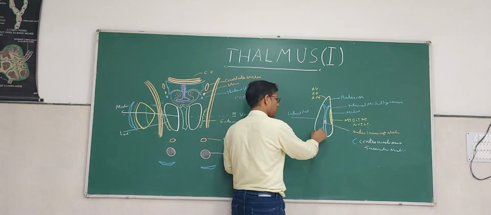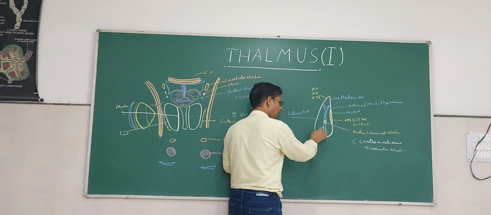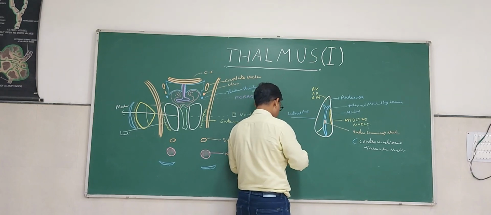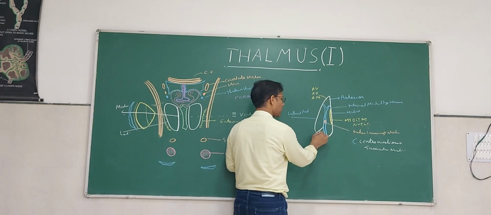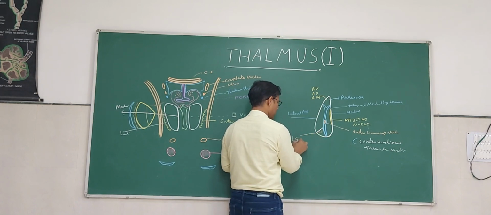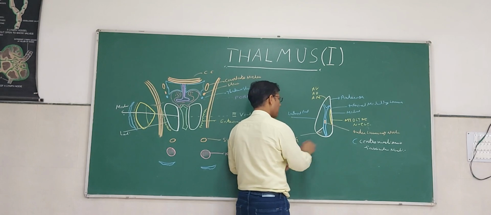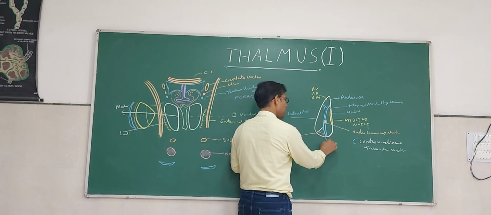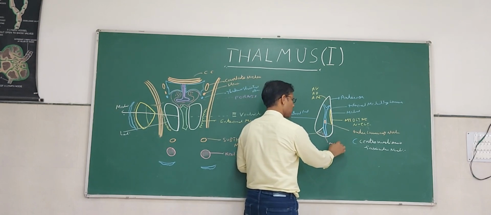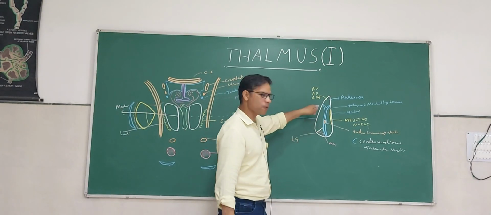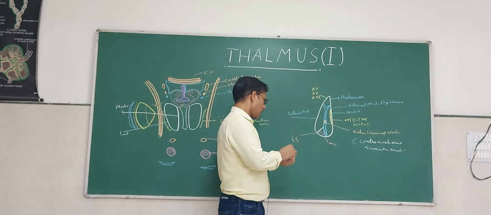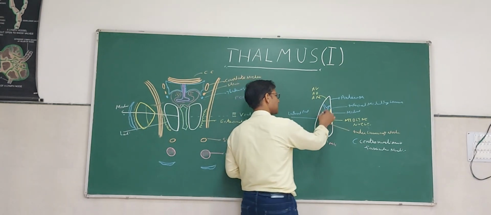This is the pulvinar nucleus. This is the pulvinar part, and within the pulvinar part, laterally, the lateral geniculate body is lying there, and more medially the medial geniculate body is lying. Okay. Now this part, which is supposed to be the lateral part, is further divided.